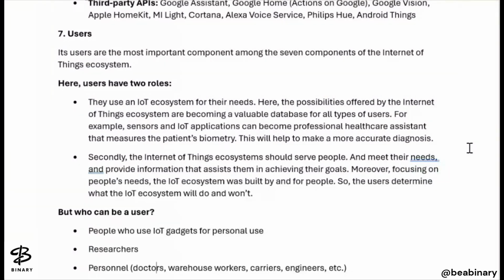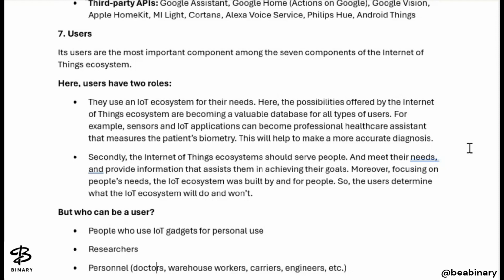Here, the possibilities offered by the Internet of Things are becoming valuable databases for all types of users. Whether you are using it for your business or for personal use, on the basis of cloud computing technology you are getting your data stored. So with the help of, for example, a sensor, various IoT applications can become professional healthcare assistants that measure the patient's biometrics, and this will help to make more accurate diagnoses, right? More accurate diagnosis, or we can say that data discovery is possible here.